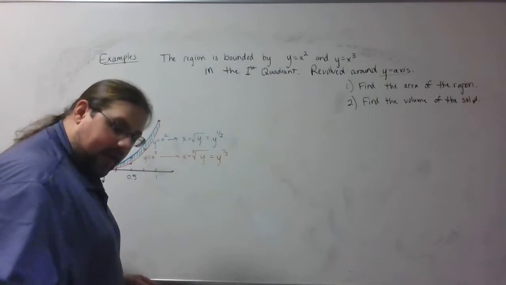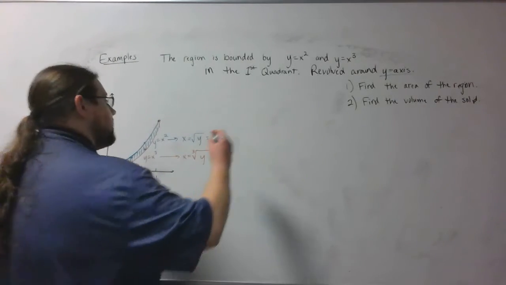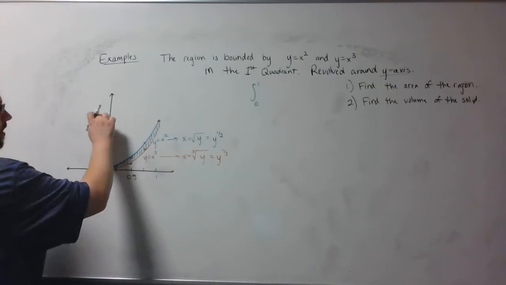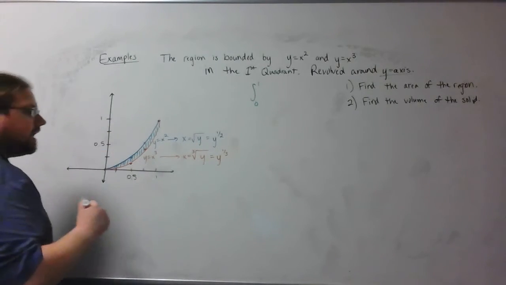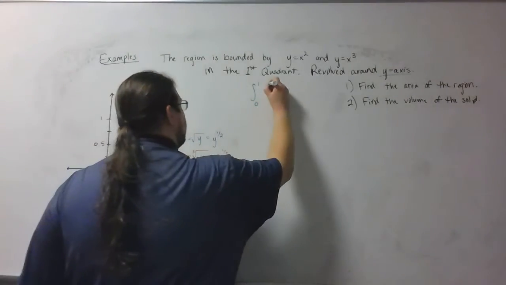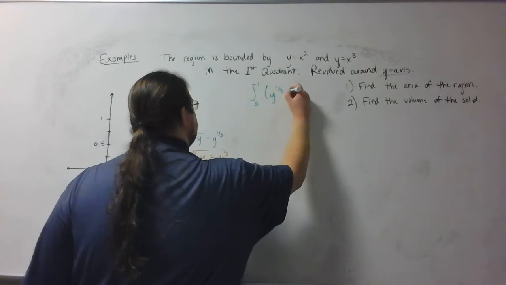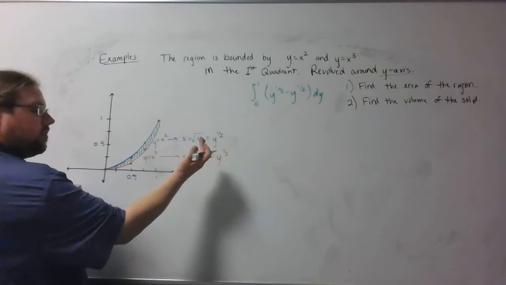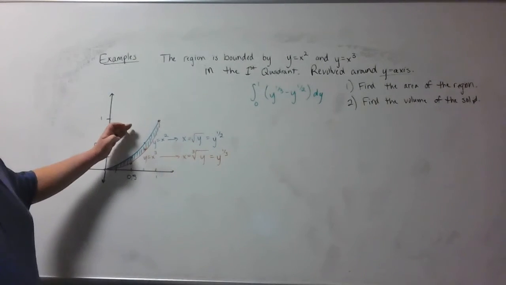So here's what I'm going to do. I'm going to start working on the area part. The area part is going to go from 0 to 1, where they intersect. 0 and 1 are my y values because I'm using y. And again, y to the 1/3 first minus y to the 1/2 second. The one on the right goes first, the one on the left goes second.